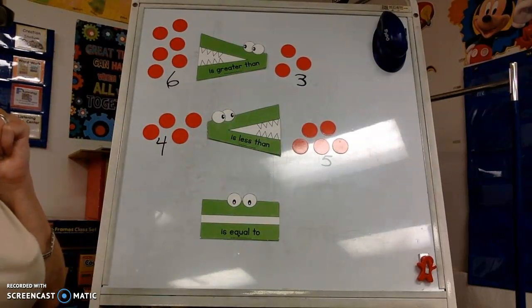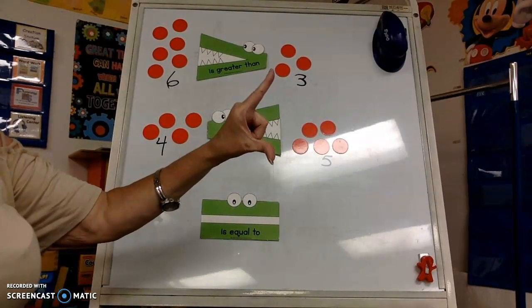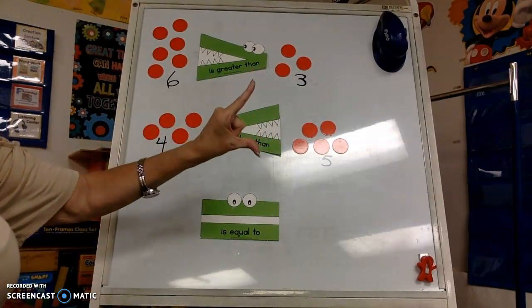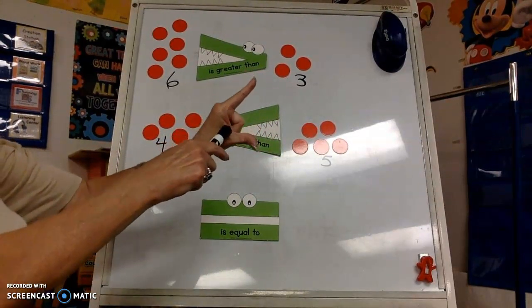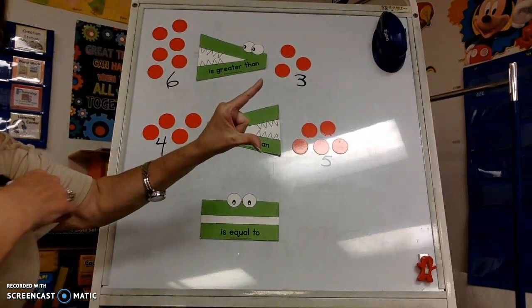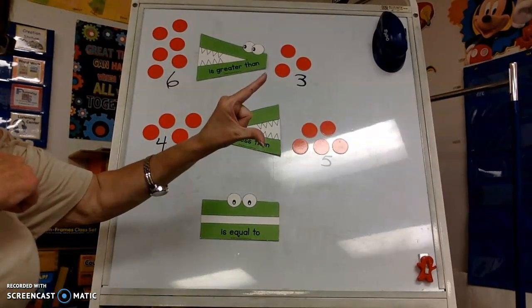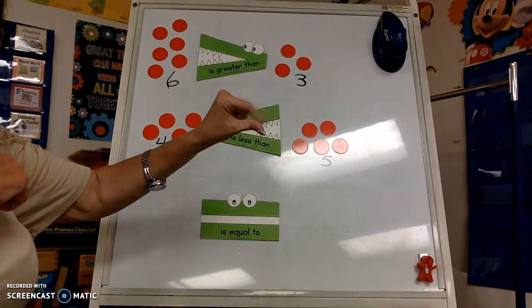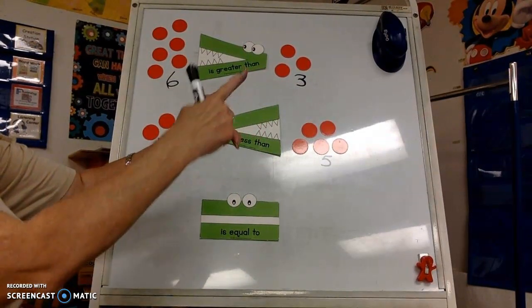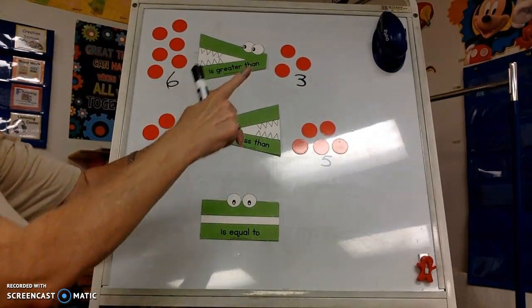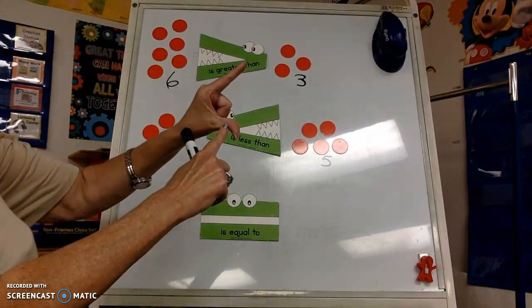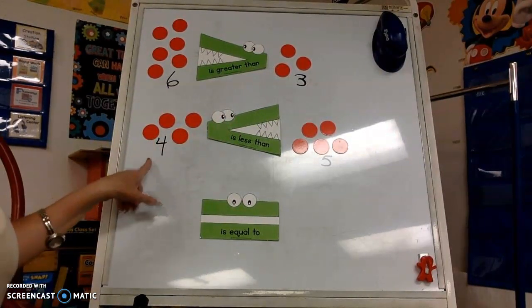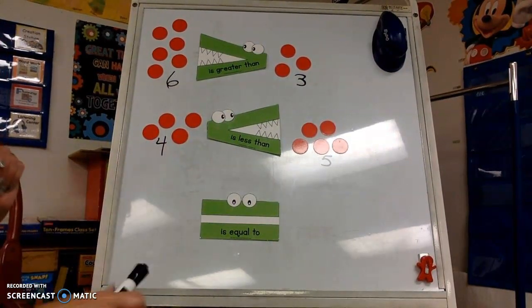Also, if you make an L with your fingers, L is for left. L is for less than. L is to the left and it is less than. So, 4 is less than 5.